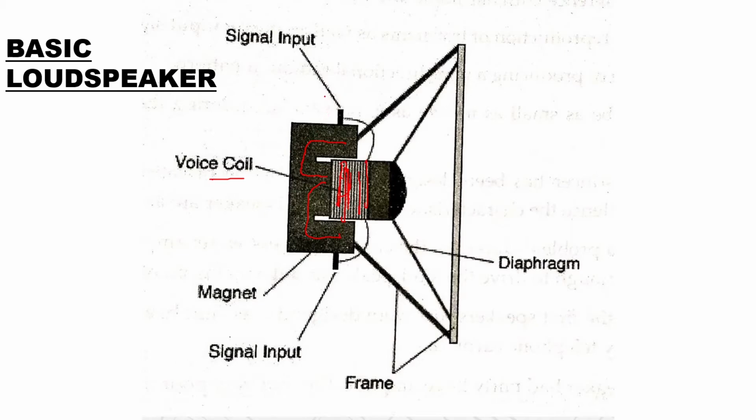Then you are going to input a signal here. That signal will go to the voice coil, and the voice coil will develop its own electromagnetic field. That field will interact with the permanent magnetic field, and the coil starts aligning. In that alignment a vibration is produced, which is transferred to the diaphragm, and the diaphragm will start vibrating and produce sound waves. This is what happens in a basic loudspeaker.